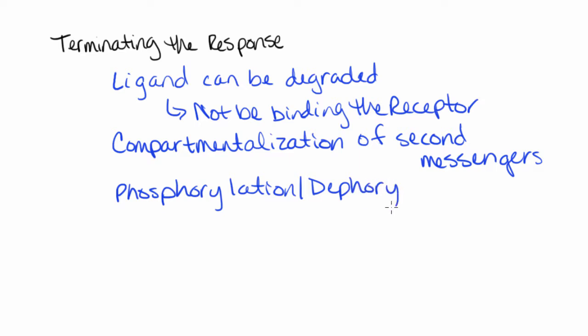So there's a number of different approaches that we can use to terminate the response. In general, the key message here is that we want to do something that's relatively simple. Since the ligands are small, they can simply be degraded. If we're talking about big enzymes that we want to turn off or on, we would want to maybe use some phosphorylation, dephosphorylation to do that.